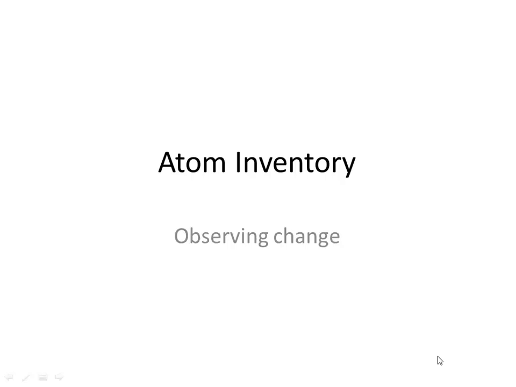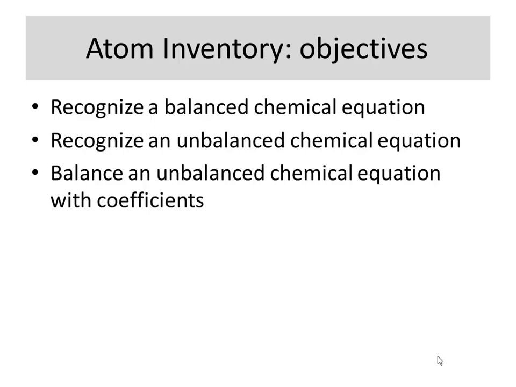An atom inventory, we are not observing change, something totally different. But our objectives: we should recognize a balanced chemical equation, recognize an unbalanced one, and we should be able to balance a chemical equation if it's not already balanced.